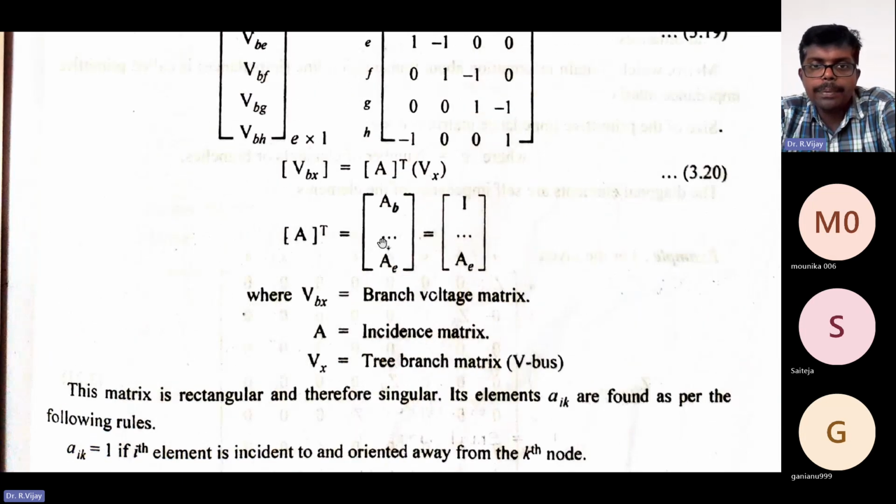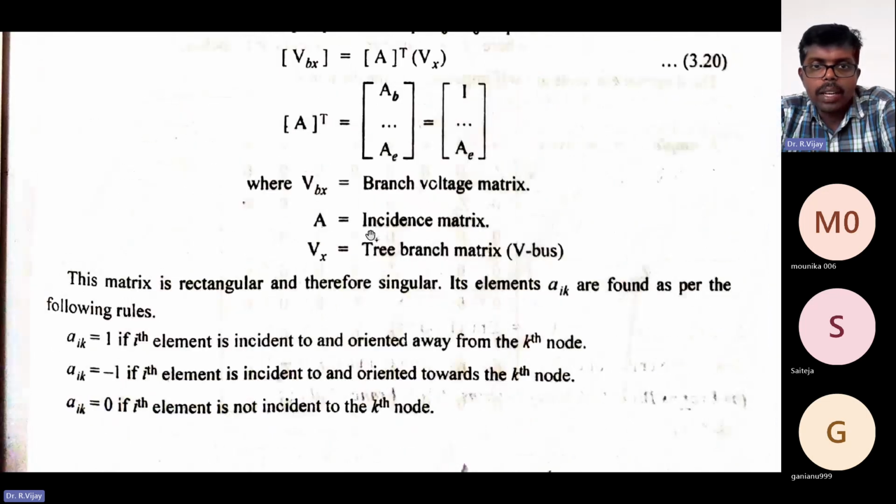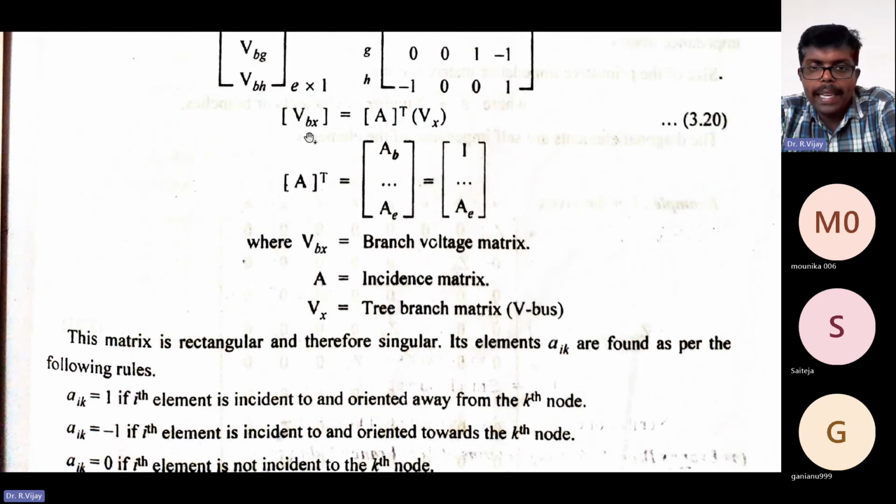So the branch voltage matrix VBH is equal to A transpose into the tree branch matrix. This is the important formulation, and you need to note it down clearly. VBH, that is the branch voltage matrix, is equal to A transpose into the tree branch voltage matrix VX. This is the important formulation that we are going to use for solving the problem.